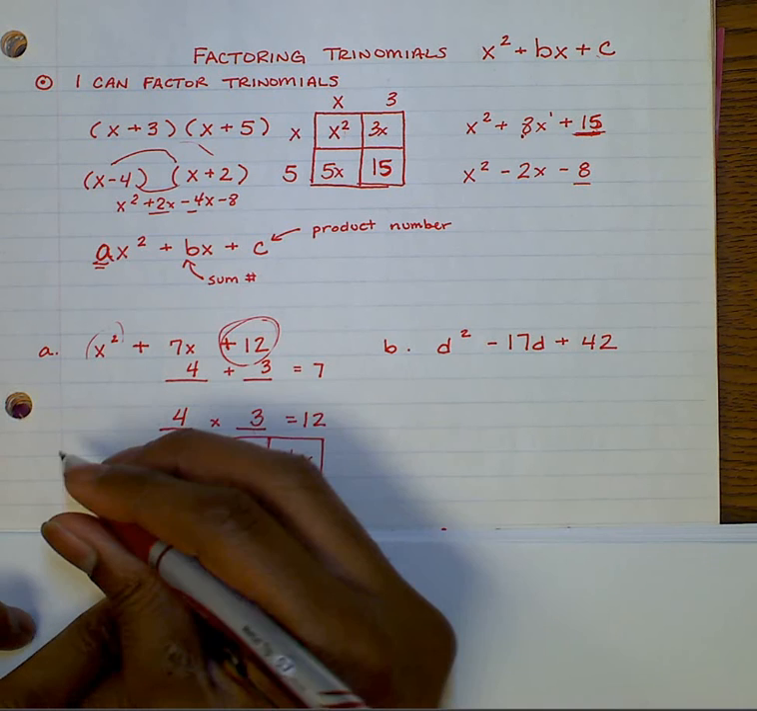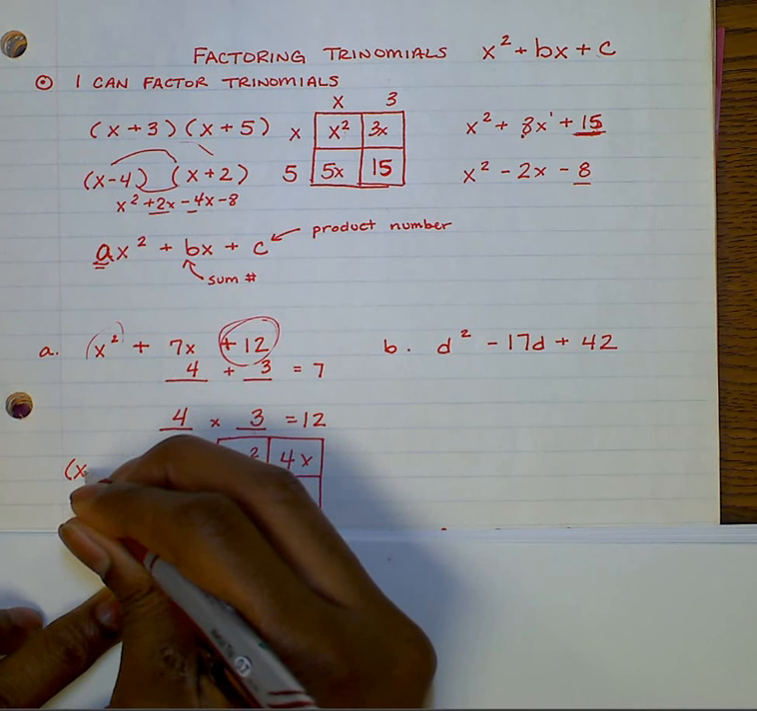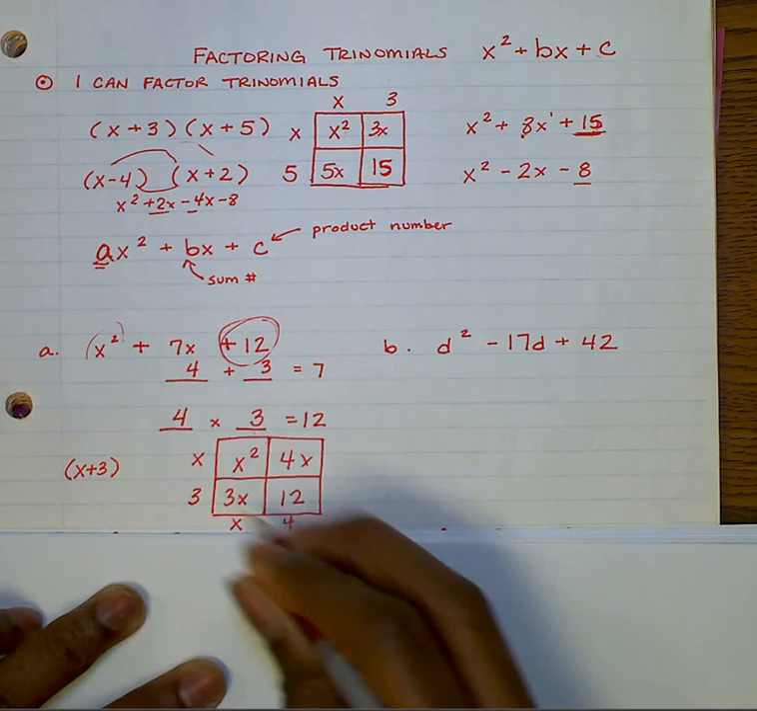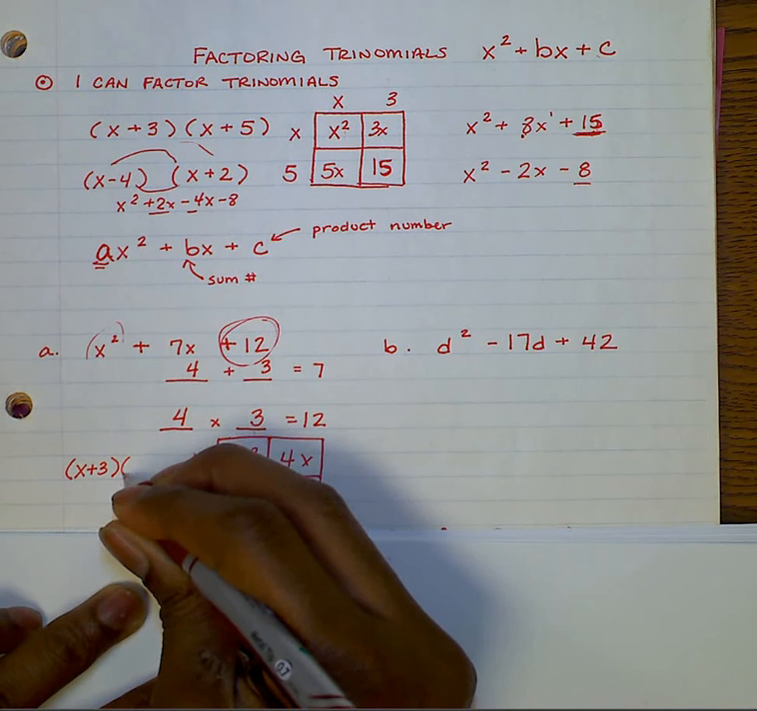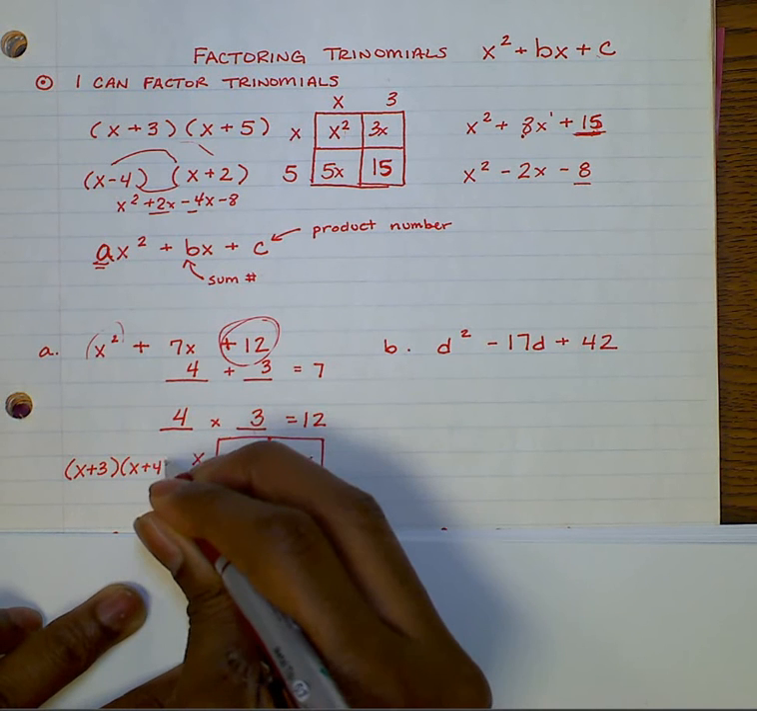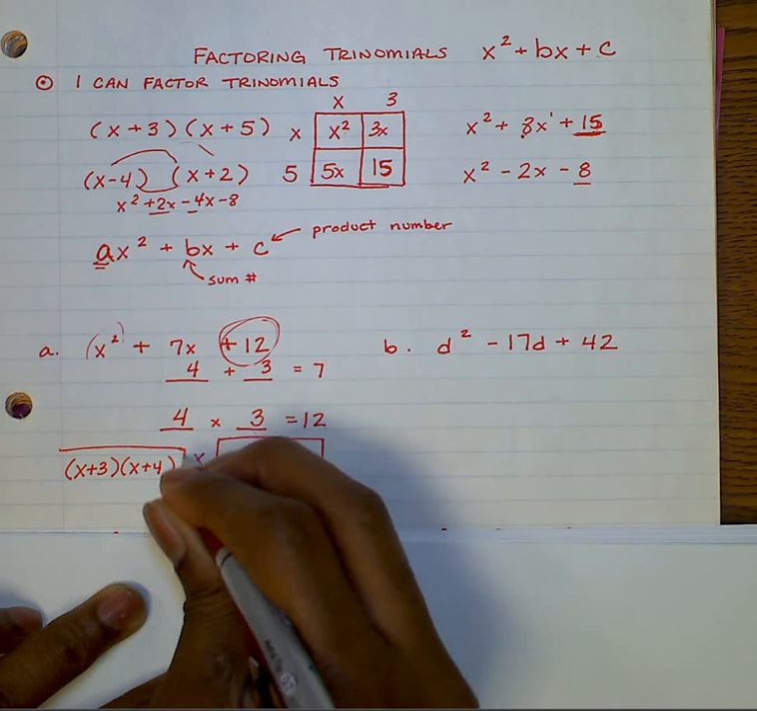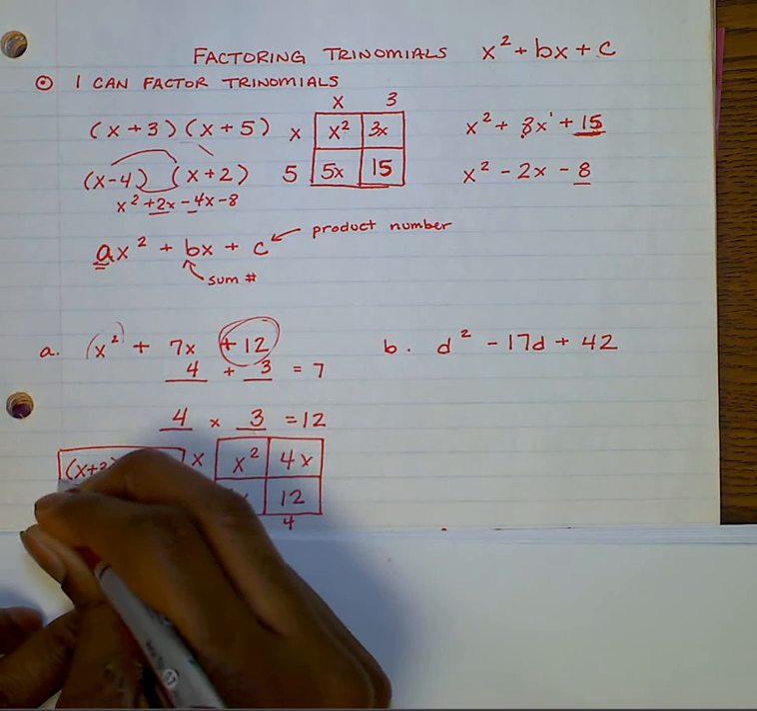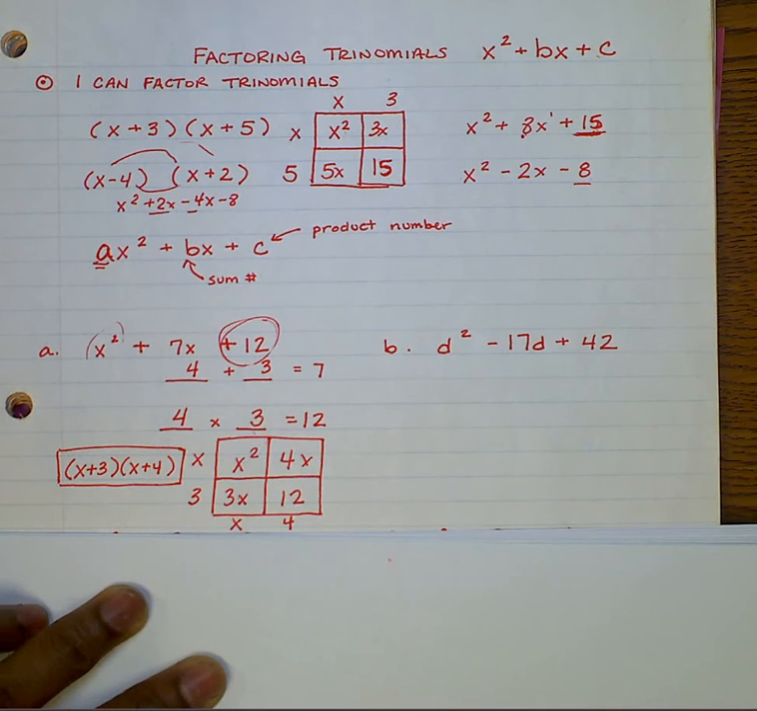I have x plus 3 and x plus 4. And that's my answer. Okay. I'll write a little smaller next time because I know I have space to do it. I just wrote too big.